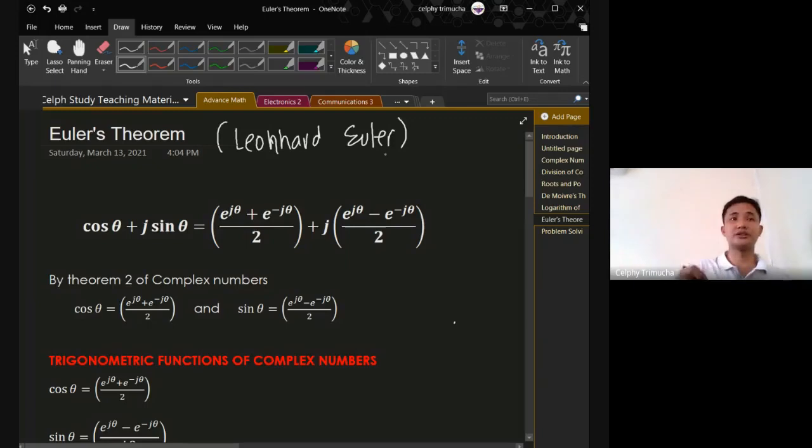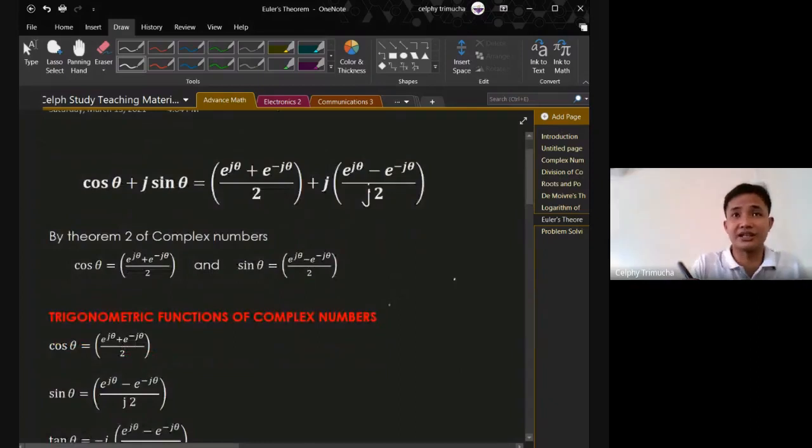So Leonhard Euler. His theorem is that cosine theta plus j sine theta is equal to, in exponential form, e raised to j theta plus e raised to negative j theta over 2, plus j times e raised to j theta minus e raised to negative j theta over 2j, right? There is a j in the denominator. Maybe it isn't in your module.